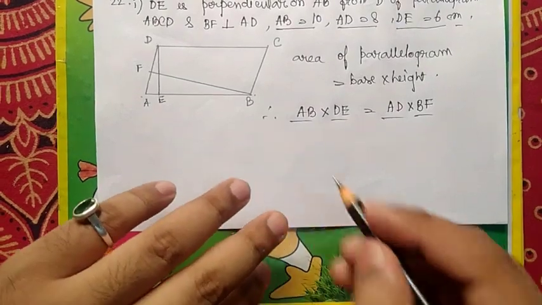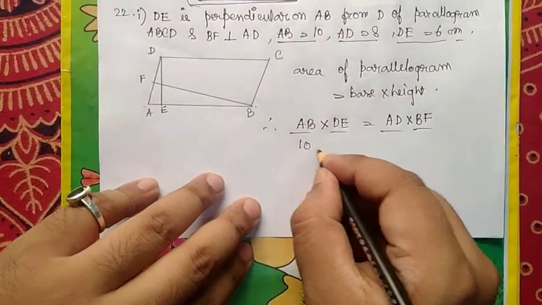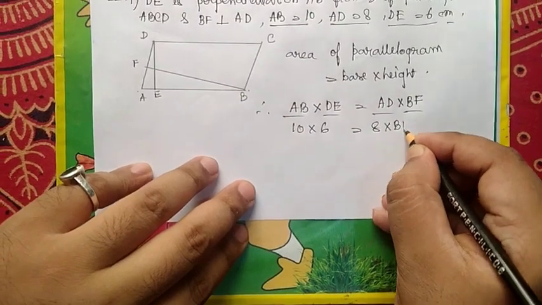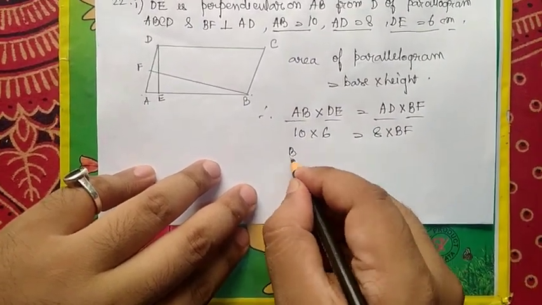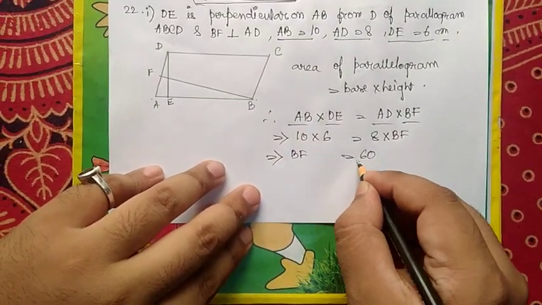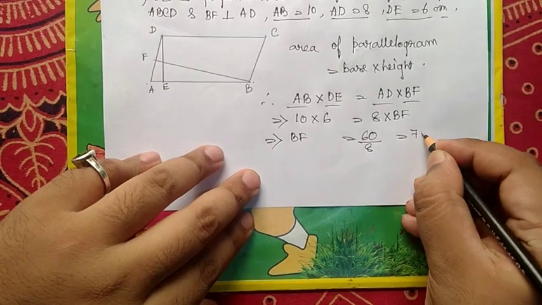So therefore if we put the value AB equal to 10, DE equal to 6, AD equal to 8 into BF, so BF equal to 60 by 8, which should be 7.5 centimeter.